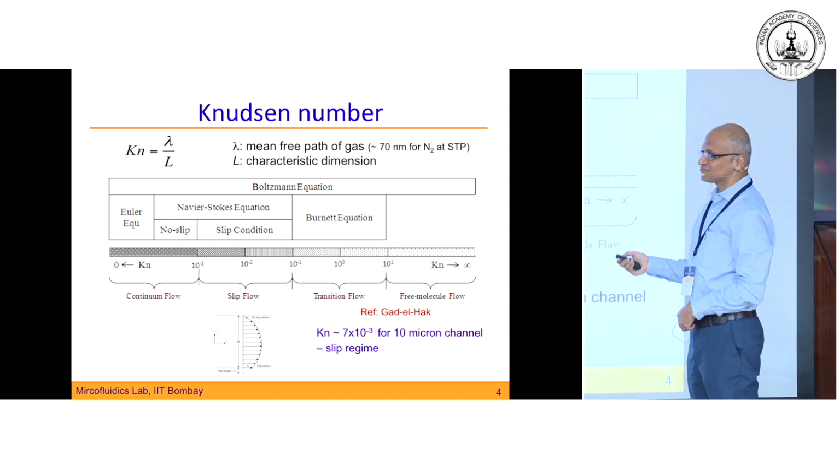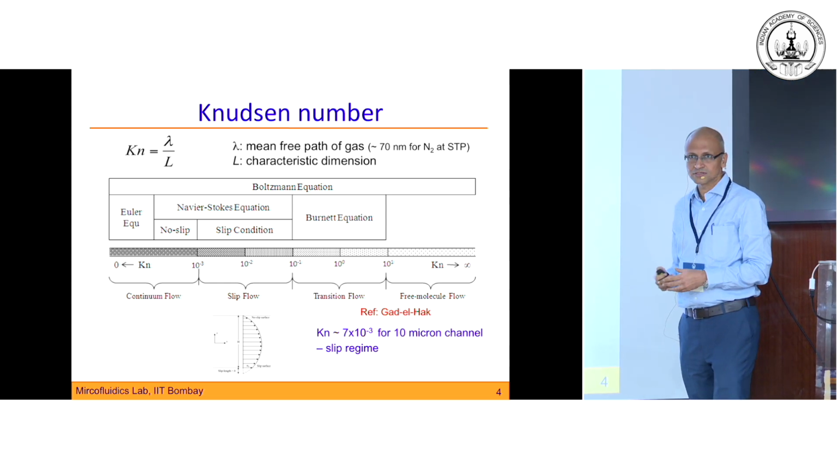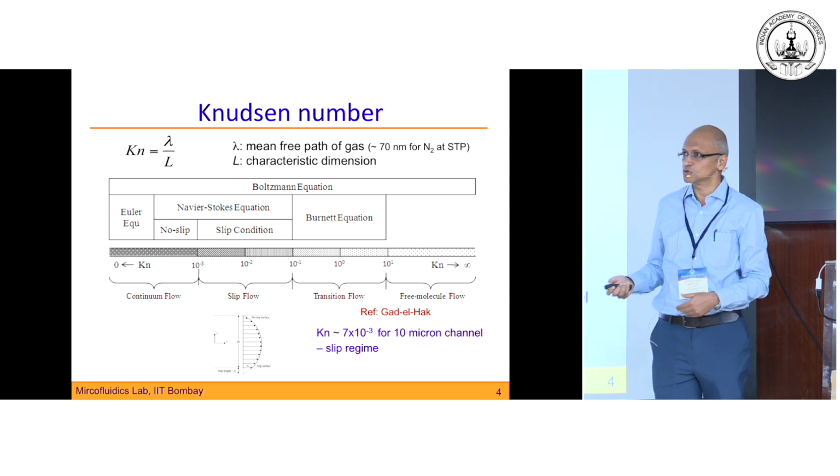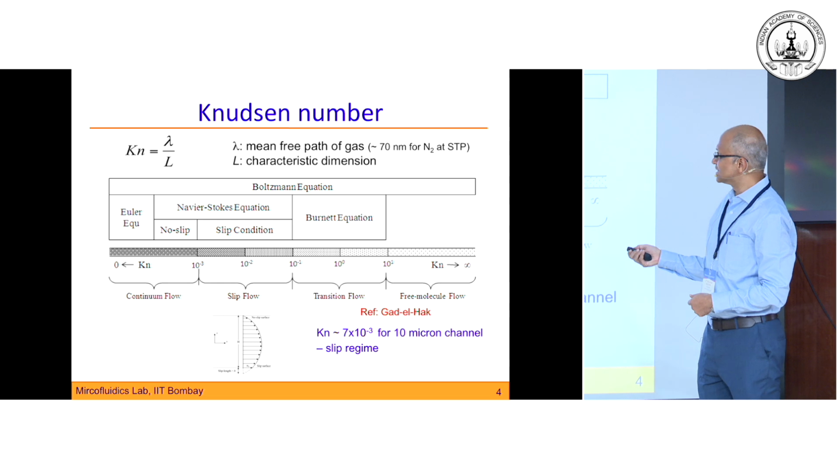And to be able to define what we mean by the continuum hypothesis, we define a non-dimensional number, the so-called Knudsen number, which is the ratio of the mean free path of the gas to the length scale.